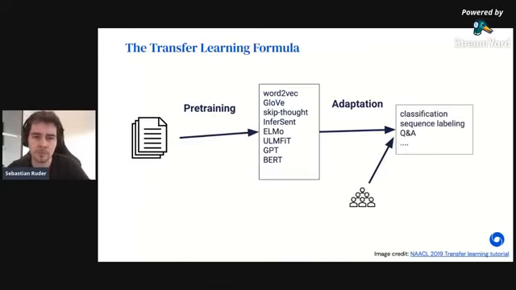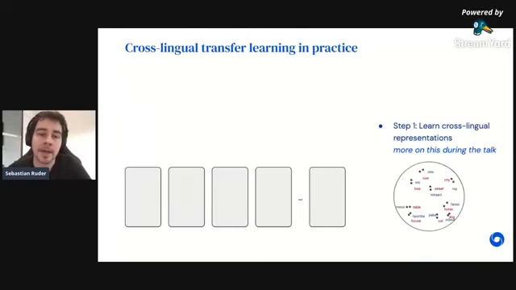And this formula, in general, is basically what I've referred to before, which starts with pre-training a representation learning method of your choice, such as Word2Vec or BERT, on large amounts of unlabeled data, and then fine-tuning that with the few labeled instances of your target task of interest. And in the cross-lingual setting, we can apply the same formula with our current methods with one additional modification.